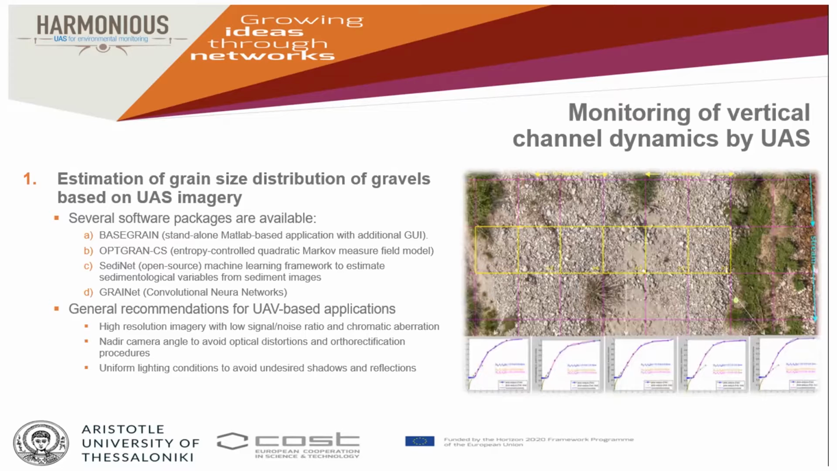As a general recommendation, of course, high-resolution imagery with low signal-to-noise ratio and low chromatic aberration. We need better cameras. And of course, the nadir camera should have a lot of stabilization. The RTK drones also help a lot with their own base stations. They can provide even centimeter accuracy, or a maximum centimeter deviation in the positioning.